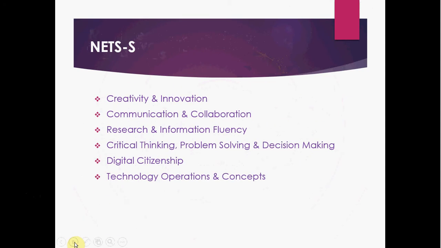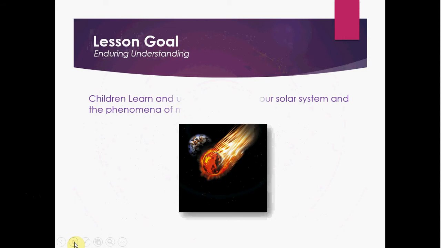The National Educational Technology Standards we've included are creativity and innovation, communication and collaboration, research and information fluency, critical thinking, problem solving, and decision making, digital citizenship, and technology operations and concepts. The lesson goal of our project is that children will learn and understand about our solar system and the phenomena of meteorites.